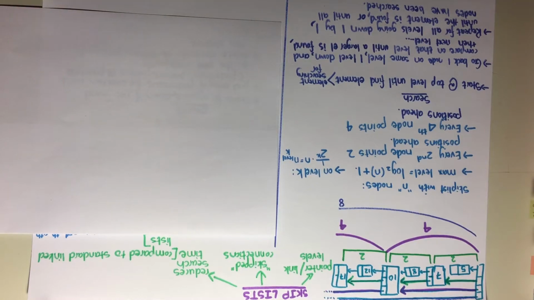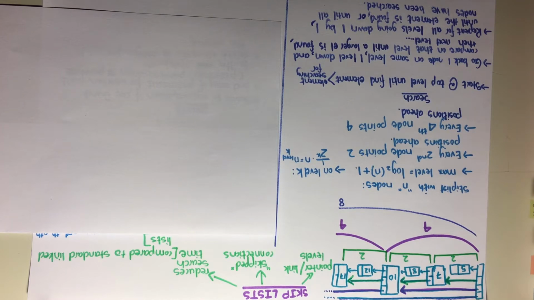So in this video, we are going to look at skip lists. So what is a skip list? Well, it has different pointer or link levels. It's still a linked list, but with different pointer or link levels. Certain connections are skipped between the nodes, and it reduces search time significantly compared to a standard linked list.